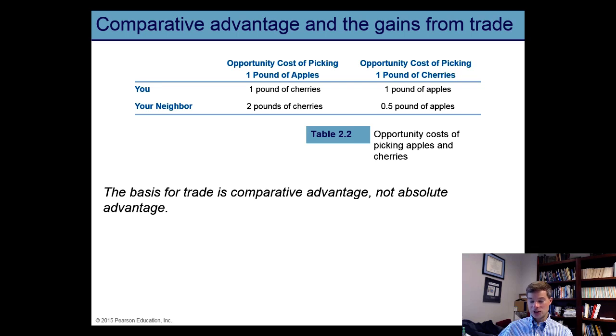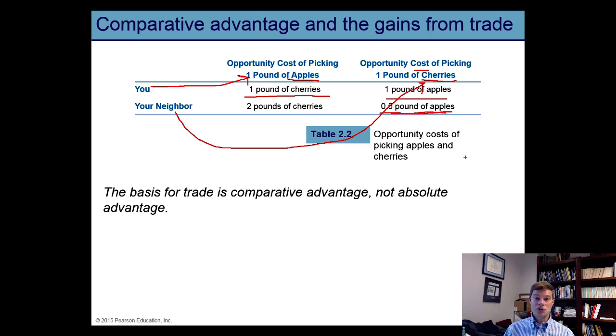This information is summarized in this chart. If we look at the opportunity cost for apples, your opportunity cost is lower than your neighbor's. It's 1 pound of cherries instead of 2 pounds of cherries. So you will pick the apples because that's what you're relatively good at. Your neighbor's opportunity cost for picking cherries is lower than your opportunity cost for picking cherries in terms of apples. And so since this cost for your neighbor is lower, your neighbor will produce the cherries.